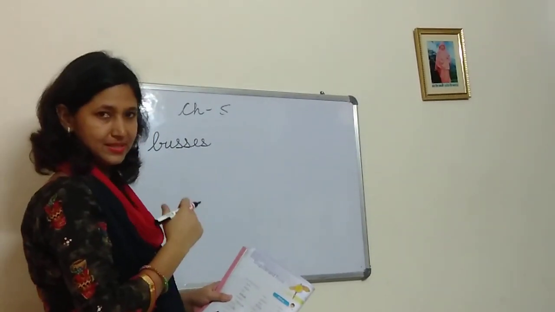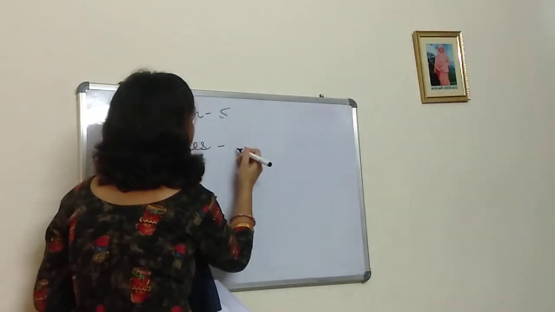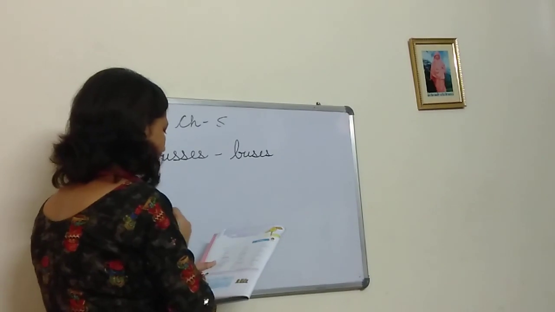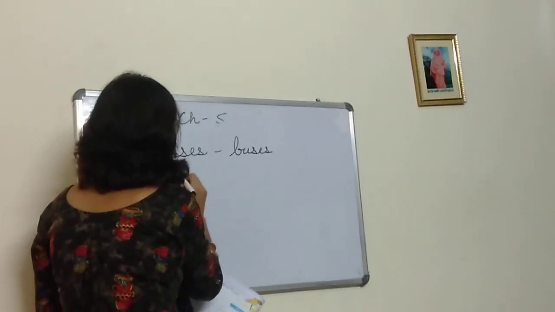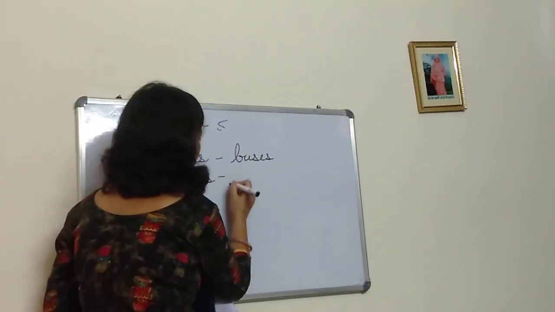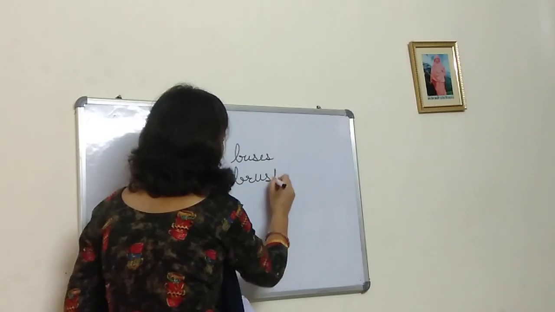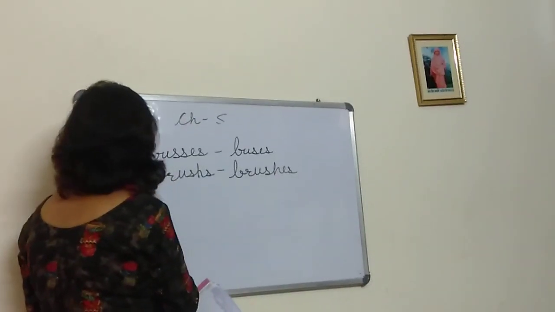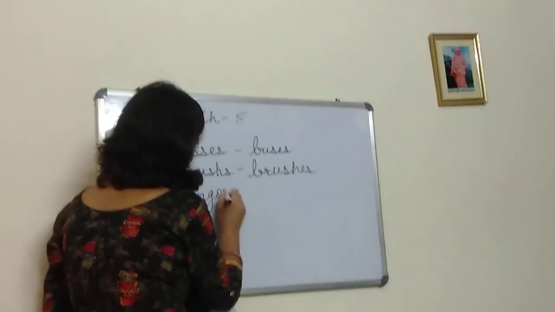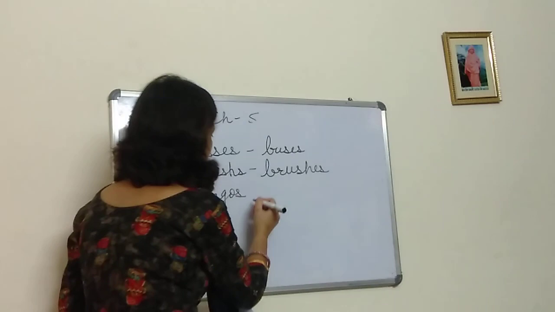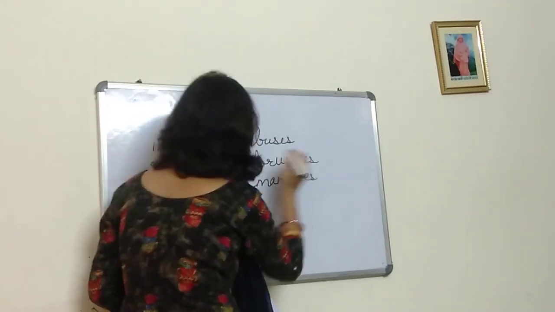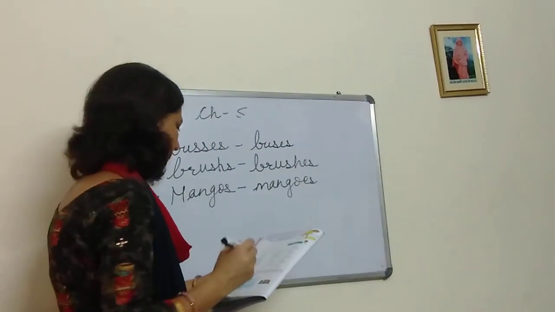Buses. Is it correct? No, this is not correct. The correct one is B-U-S-E-S, buses. Okay, next to come, brushes. Is it correct? No. The correct spellings are B-R-U-S-H-E-S, brushes. Next is mangoes. This is not correct spellings of mangoes. The correct spellings are M-A-N-G-O-E-S, mangoes.